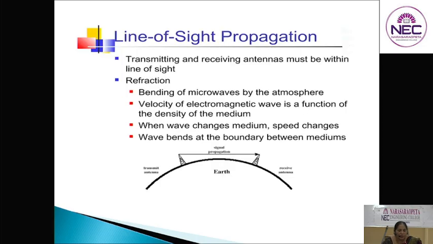Next, line of sight propagation. Transmitting and receiving antennas must be within the line of sight, that is, both are at the same height. So, refraction is the bending of microwaves by the atmosphere. The velocity of electromagnetic waves is a function of the density of the medium. When the wave changes medium, speed also changes. The wave bends at the boundary between mediums.